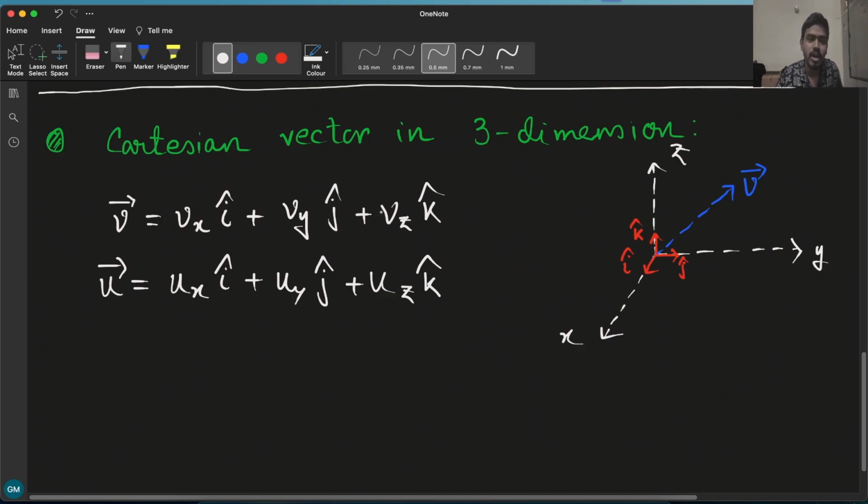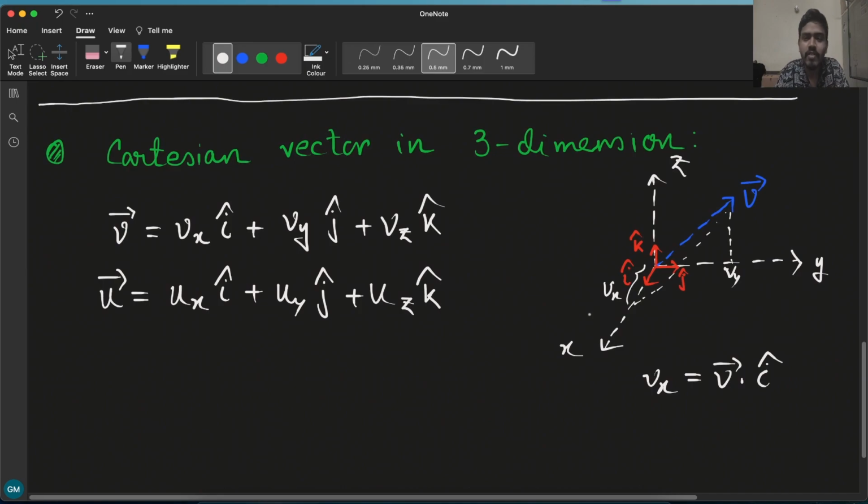So these vx, vy, vz are the components of v along i, j, k. So what is vx? Vx is basically v dot i hat, right? So it's the projection of v along this x axis. Let's say if I project it, this will be vx. Here if I project it on the y axis, then this length will be vy. Similarly for u: ux, uy, and uz.